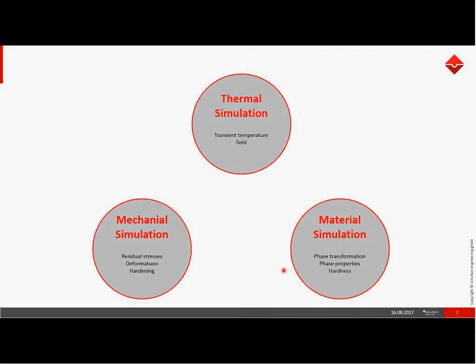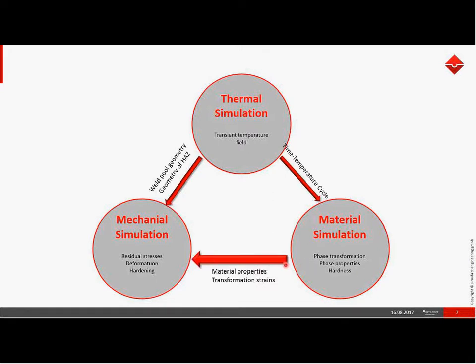Thermal simulation is also very easy to connect to the other types of simulation. They can all be accomplished within an FEM code. Then, for instance, when you use the equivalent heat sources, you get a time-temperature cycle from the transient temperature field that can be used as the input for the material simulation, where we can then calculate phase transformation, the phase properties, and things like hardness. You also get the weld pool geometry and the geometry of the heat affected zone, which is important to simulate deformations, hardening, and residual stresses in the mechanical simulations.